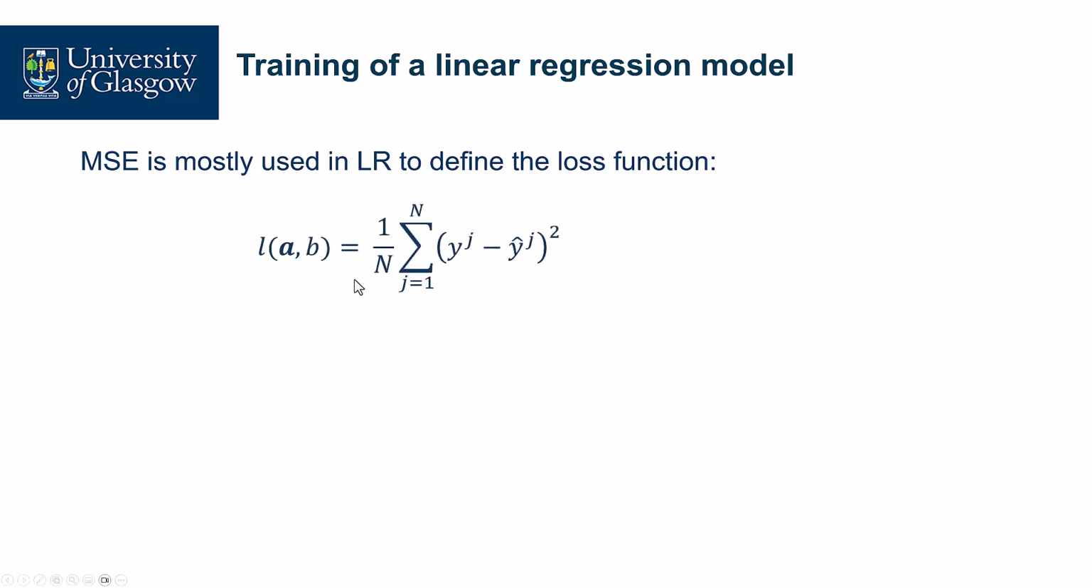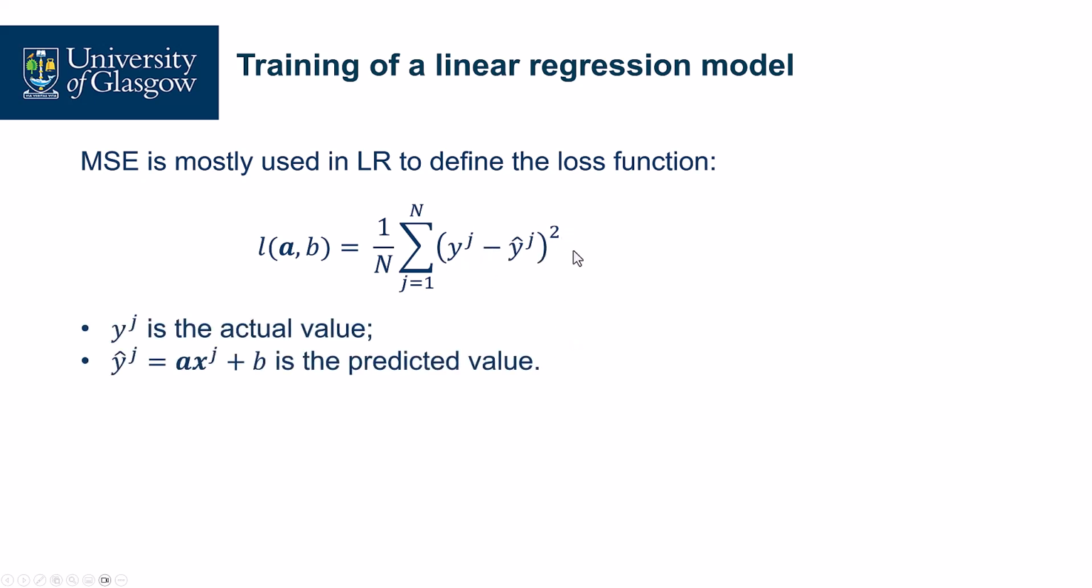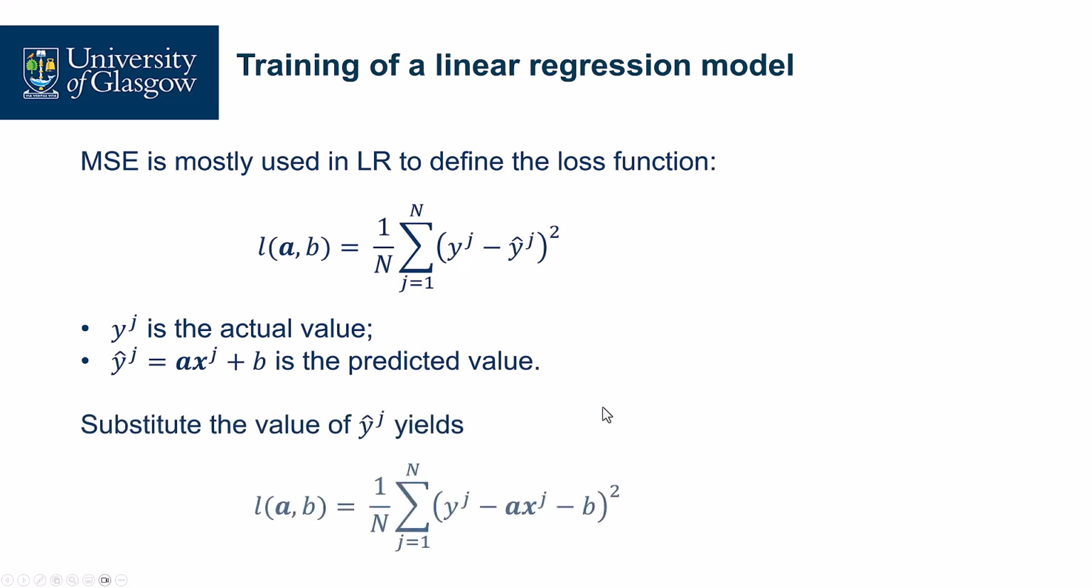So we can see the function is here: get the average of the difference of the actual value and the predicted value to the power of 2, right? Now we will write this function, substituting the value of the predicted yj inside this equation. So we can see the loss function becomes what? yj minus a multiplied by xj minus b. So a and x, they are vectors, right? So we can see this function is a loss function of the linear regression model using mean squared error.